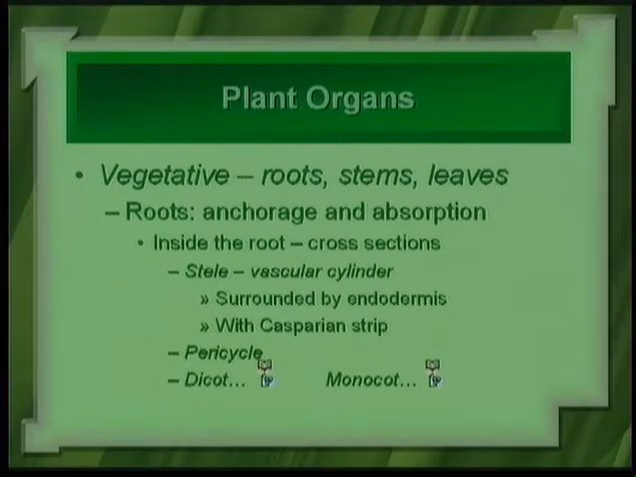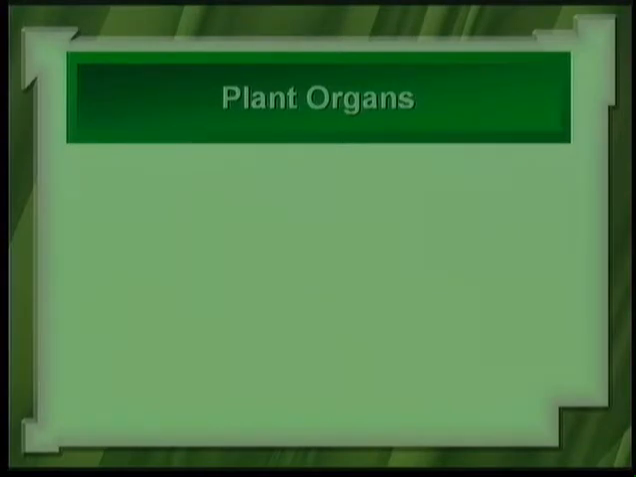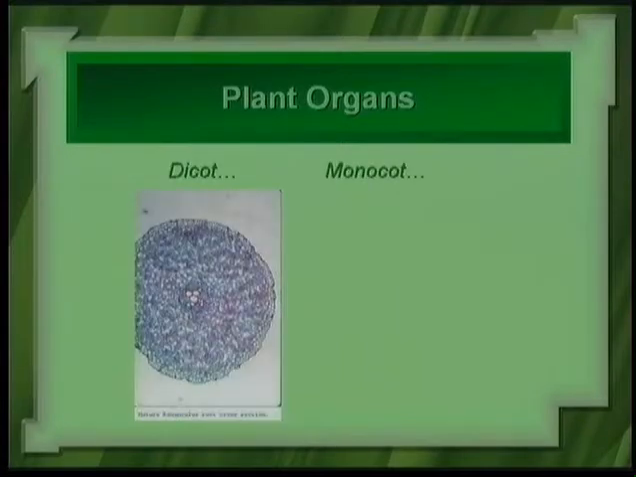Now think about this. If you follow along in your textbook, we have a certain kind of root cross-section that would be appropriate to a dicot, and we have a certain kind of root cross-section that's appropriate to a monocot. So can you think about that for a minute? Then here we go. Dicot, monocot. So generally, a dicot cross-section will have this kind of look to it. This is a dicot root cross-section.